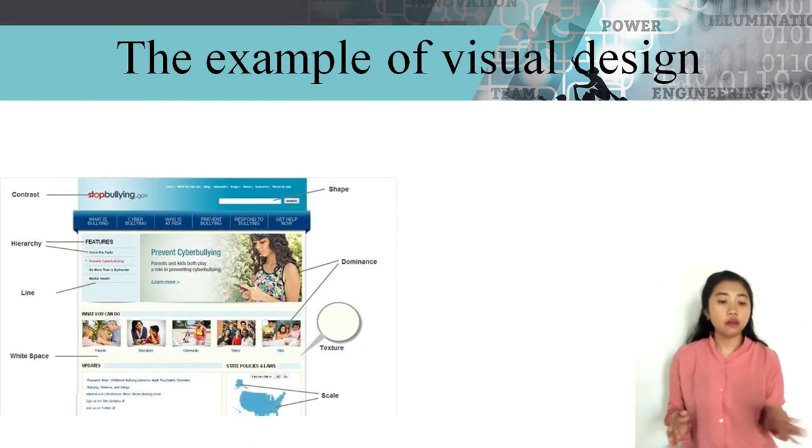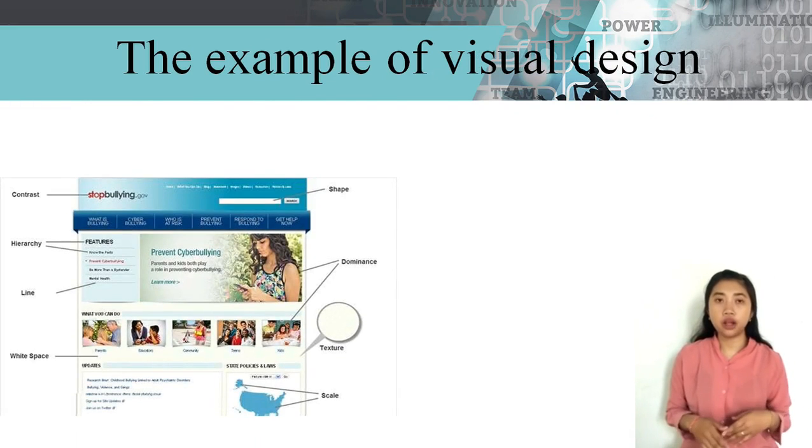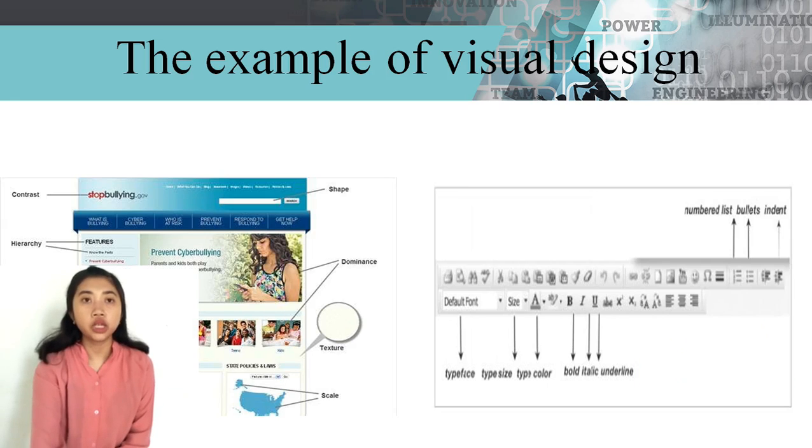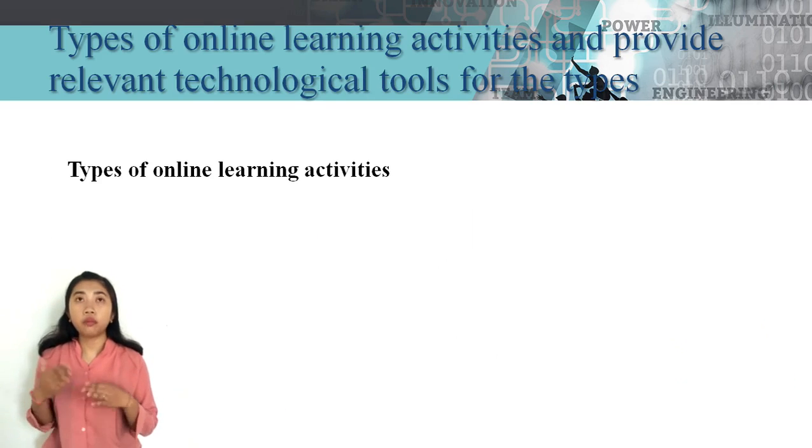So on the left side, here is the example of the elements that I explained before, and the right side is the visual design that is usually used in online class. For question number 5, types of online learning activity and provide the relevant technology tools for the type.